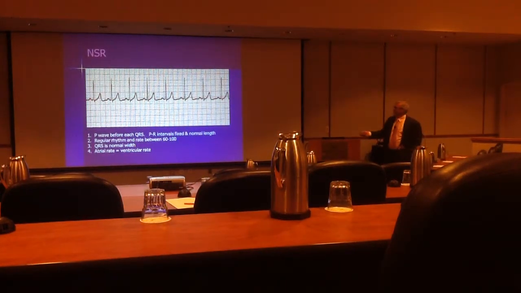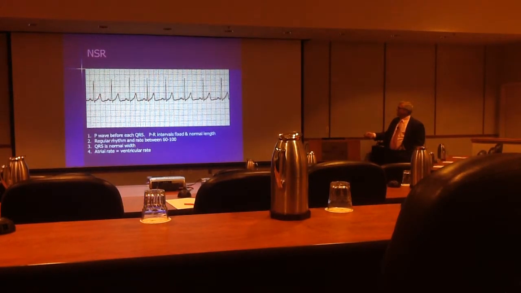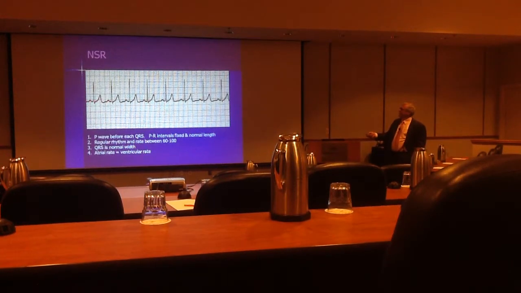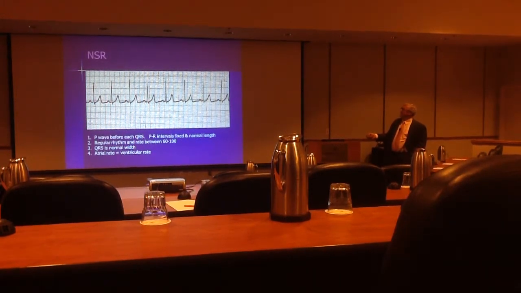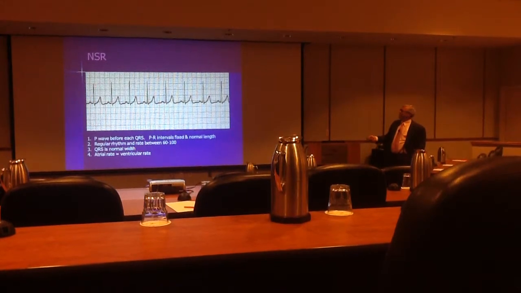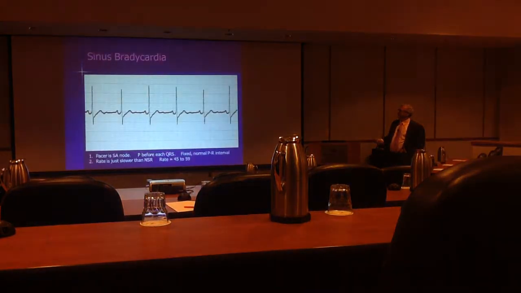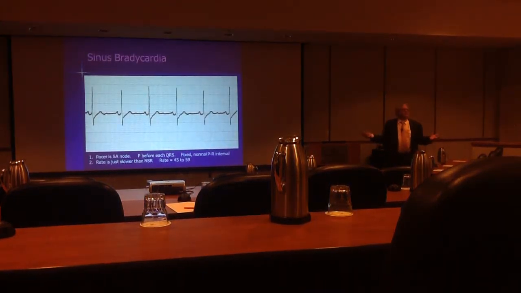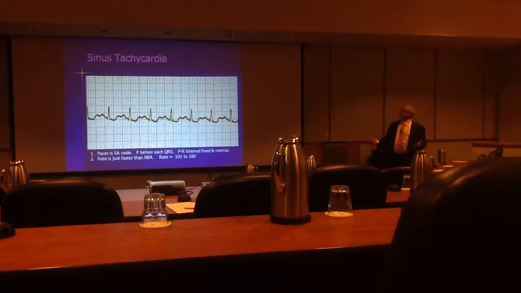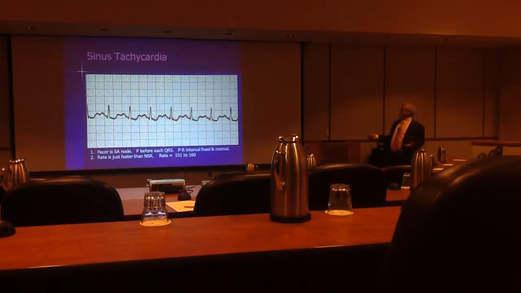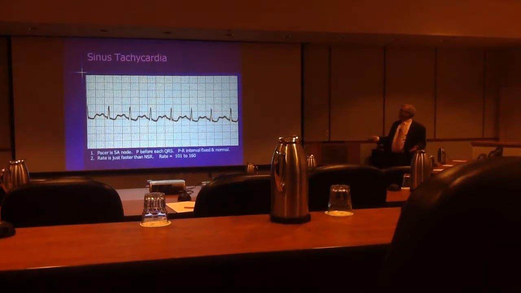And that's what we have here. We have a P, QRS, T wave, P, QRS, T wave, P, QRS, T wave. If we measure the distance between each P wave, it's fixed. If we measure the distance between every R wave, it's fixed. The rate for the atria is equal to the rate of the ventricle. The QRS complex is narrow. That makes it sinus rhythm. In sinus bradycardia, the only difference is the rate gets slower. In sinus tachycardia, the only difference is the rate gets faster. But there's a P wave before every QRS complex.